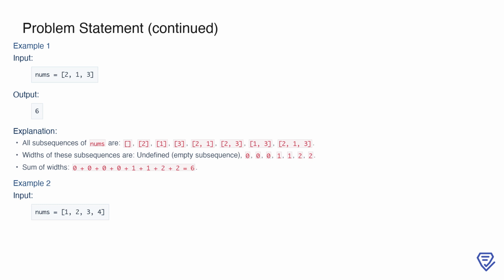For each of these, we calculate the width, which is the difference between the maximum and minimum values. For instance, the width of 2, 1 is 2 - 1 equals 1, and the width of 2, 1, 3 is 3 - 1 equals 2. Adding up the widths for all subsequences, we get 0 plus 0 plus 0 plus 0 plus 1 plus 1 plus 2 equals 6. Therefore, the output for this example is 6.